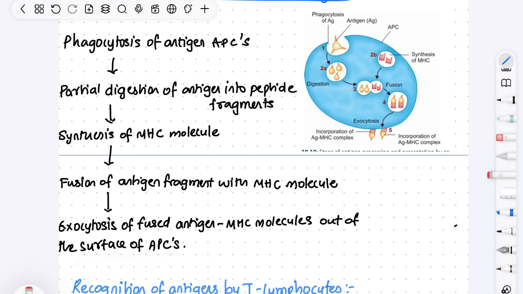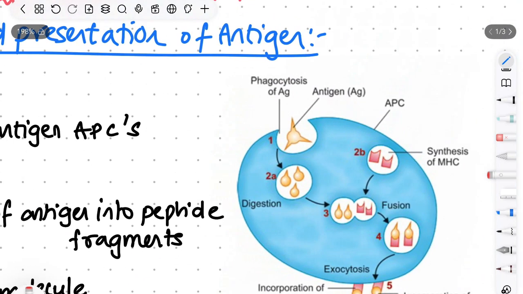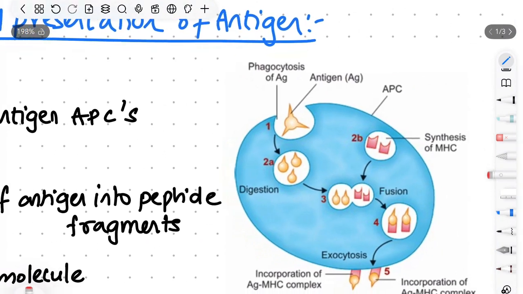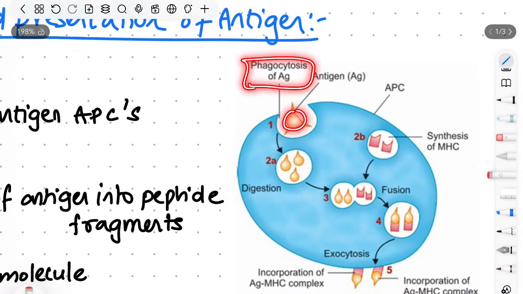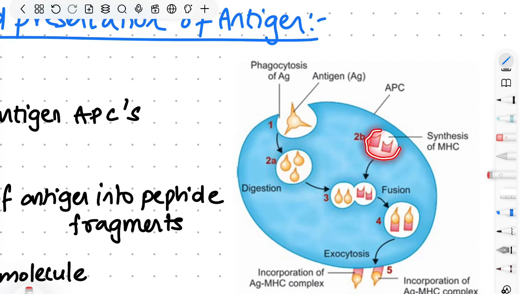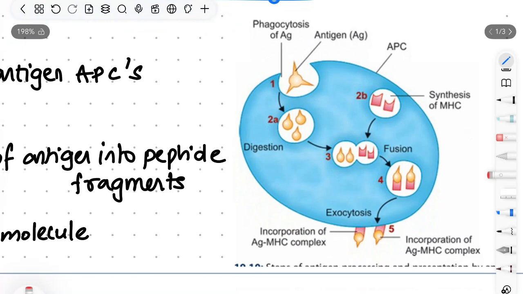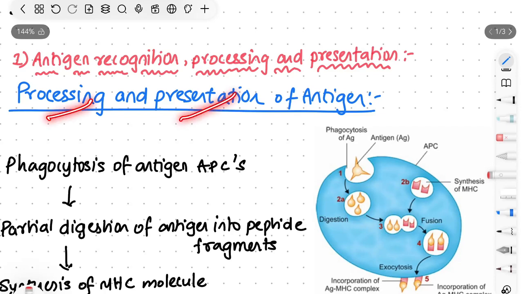So this is the process of presentation of antigen to T lymphocytes. I have represented this in a diagrammatic format here. First, this is the antigen. There will be phagocytosis of the antigen by the antigen presenting cell. After the phagocytosis, there will be partial digestion into peptide fragments. After it, there will be synthesis of the MHC molecule. After synthesis, there will be fusion of this MHC molecule with the antigen. After fusion, there will be exocytosis, that is the presentation of the antigen with the help of the MHC molecule onto the surface of the antigen presenting cell. This is the process of processing and presentation of antigen.